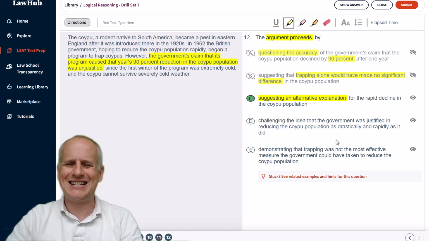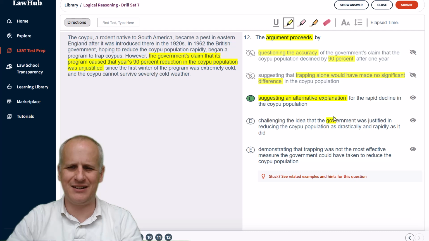Then choice D, challenging the idea that the government was justified in reducing the coypu population as drastically and rapidly as it did. No, it's not saying that the government was or was not justified in lowering the coypu. If anything, it seems like they're just accepting as fact that it was a pest and it needed to be culled, as it were.